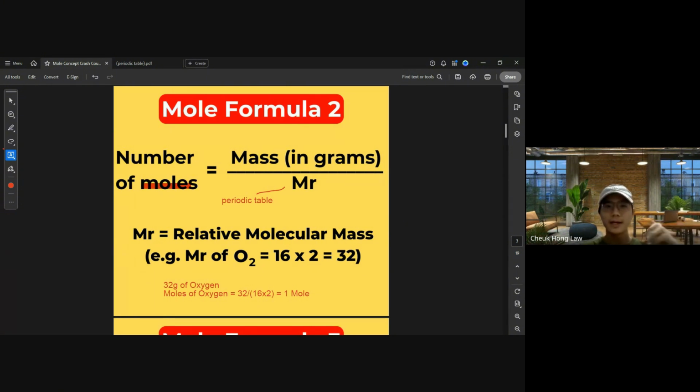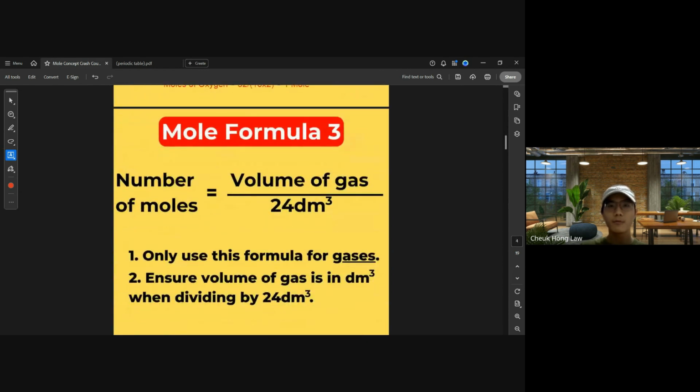Okay. So that is the second mole formula, mass in grams divided by MR. Okay, so MR is the relative molecular mass. Right. Then we move on to the third mole.